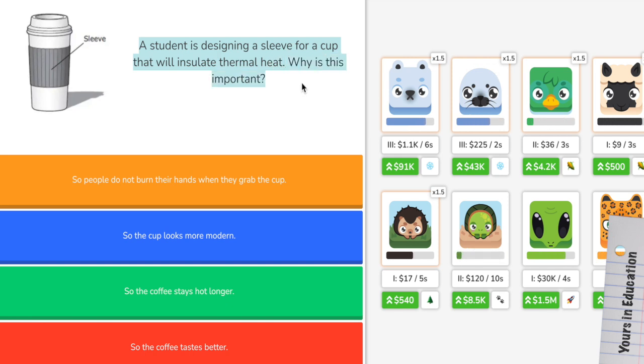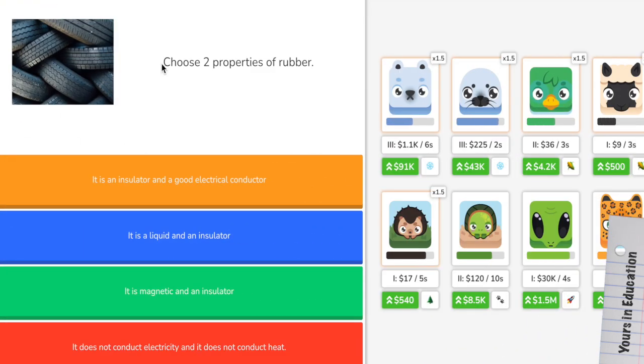Okay. A student is designing a sleeve for a cup that will insulate thermal heat. Why is this important? Well, you don't want to get burned. So people do not burn their hands. Yeah, that's easy. Good. So it looks smarter? Well, it might, but that was not important. So the coffee stays hot longer? That's not it. So the coffee, no, definitely. If you don't want to get burned, get a good insulator.